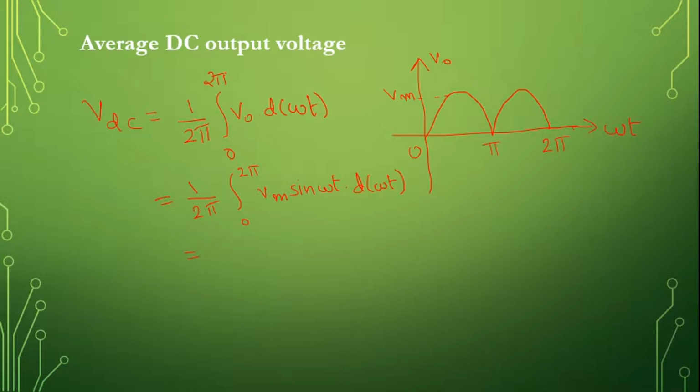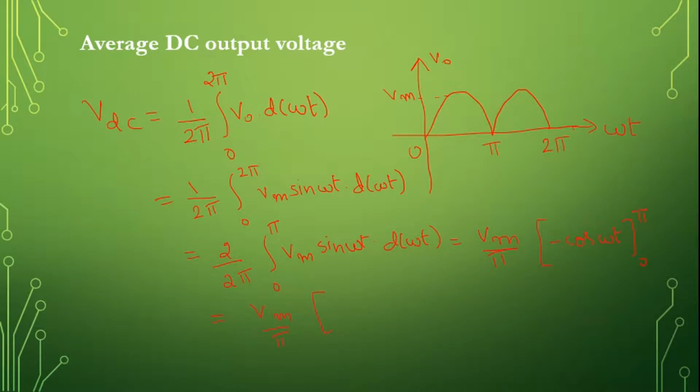Since our positive half and negative half output is the same, we can rewrite this as 2 by 2 pi integral 0 to pi Vm sin omega t d omega t. So we rewrite this as Vm by pi. Integral of sin omega t is minus cos omega t with the limits 0 to pi. On substituting the limits, we get Vm by pi, minus cos pi.